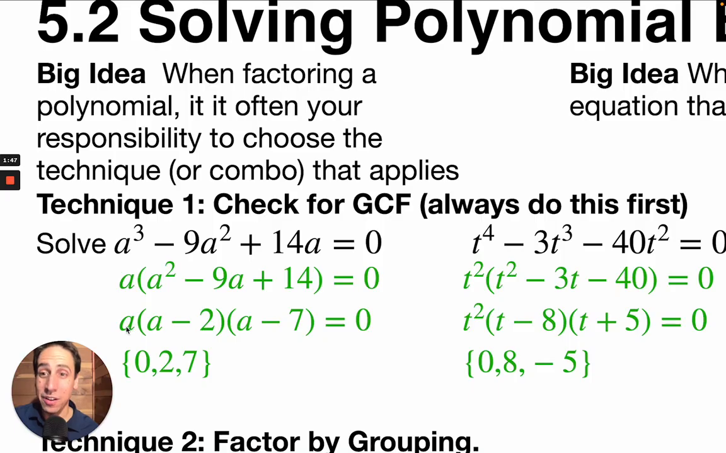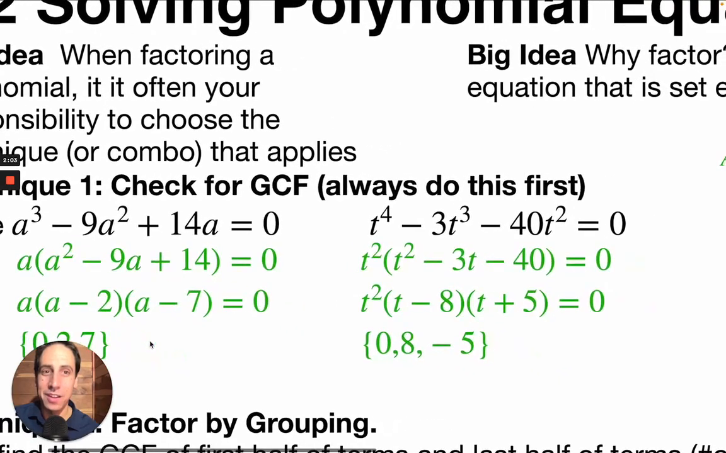And then over here, if a is all by itself, it's basically like a minus 0 is equal to 0. If you put 0 in for a here, then you see it'll also solve the equation. So this equation has 3 different solutions: 0, 2, and 7. Let's do that again. Here, check. It's always a good idea to check for the greatest common factor first.